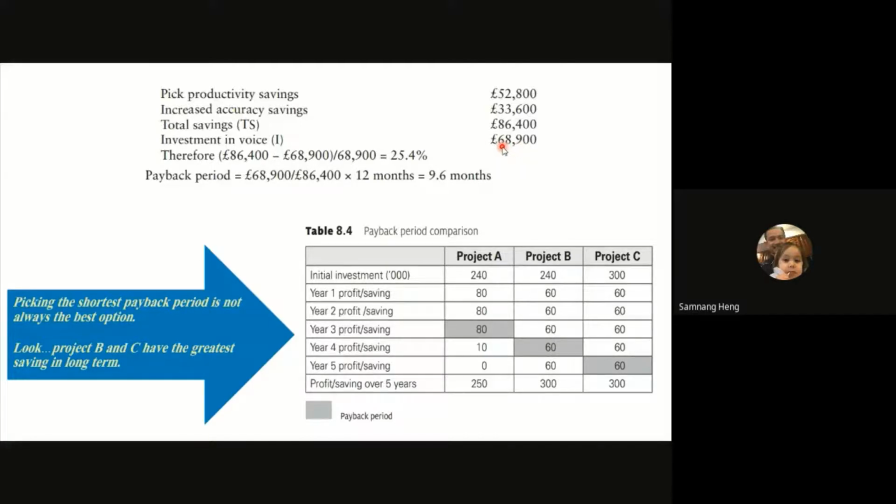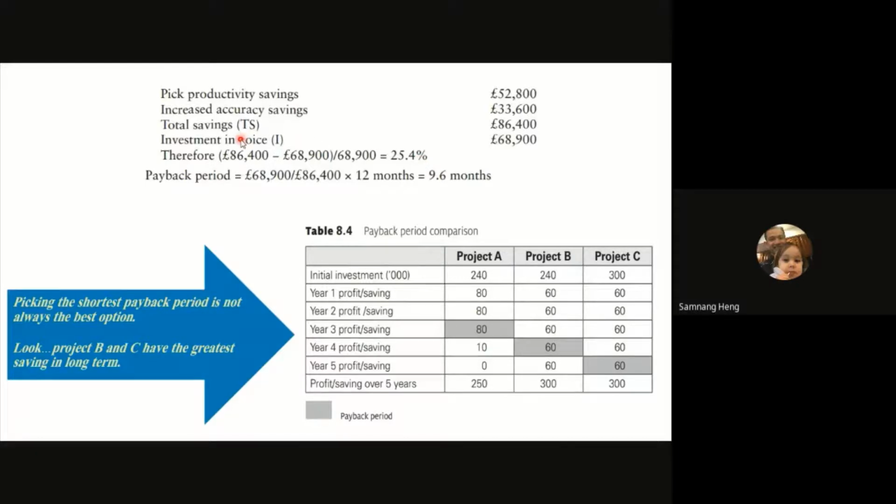But the company had to spend on investment, on voice recognition technology. They had spent 38,900,000. And if you want to find the percentage of how much the company makes from investment, we do this calculation. We take the total saving minus the investment and divide it by the investment total, multiplied by 100, and we find 25.4%. It's a huge return on investment.